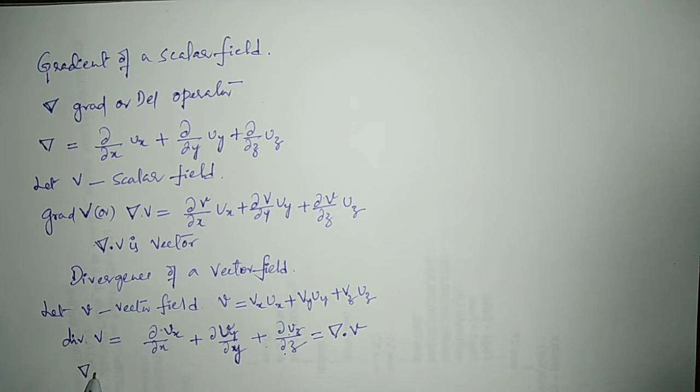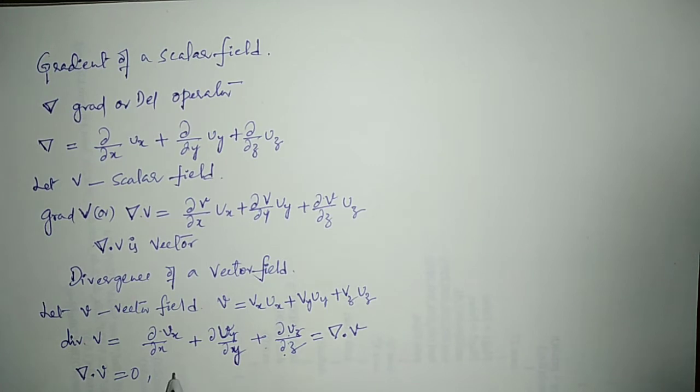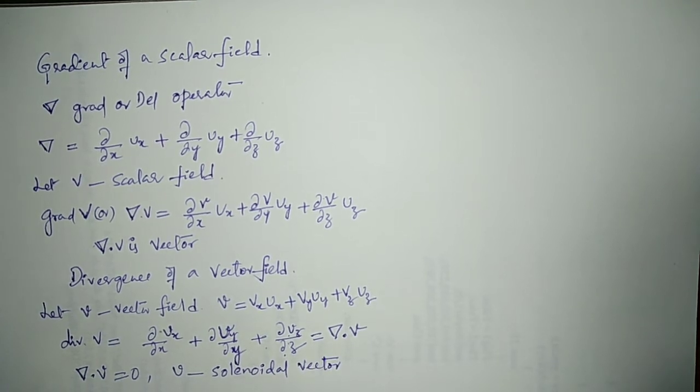If del dot V equals 0, then V is said to be a solenoidal vector, or divergence free vector.